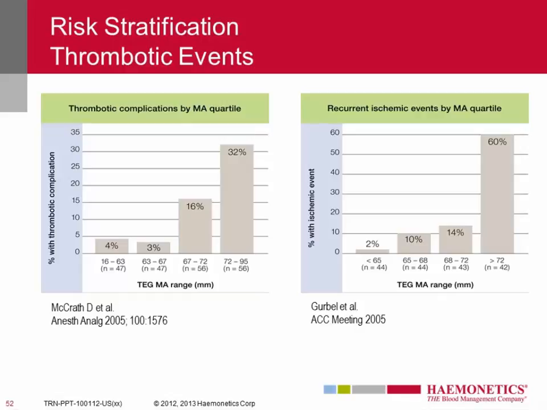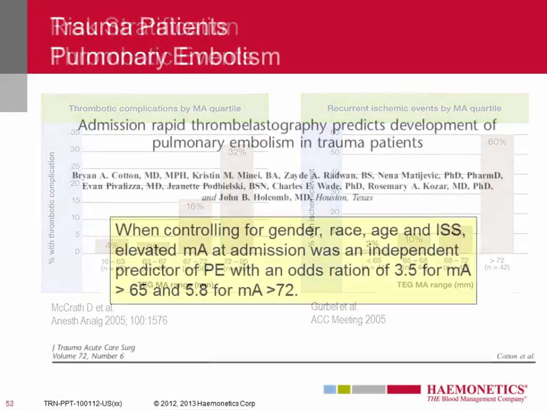And here it is in a table format. Here's McGrath's work. Number of patients here, and age, so 72 to 95. Number 56, if they had MAs that were greater than 65, they were at 32% higher risk for a DVT. In Goebel's study, pretty much anything greater than 72, 60% event. Any questions?